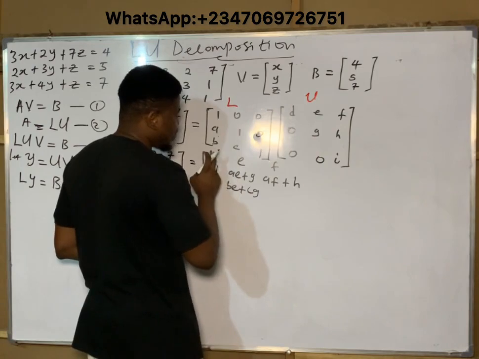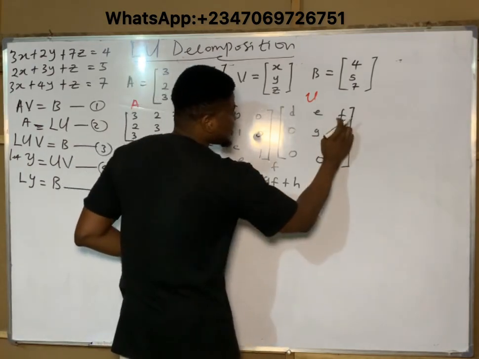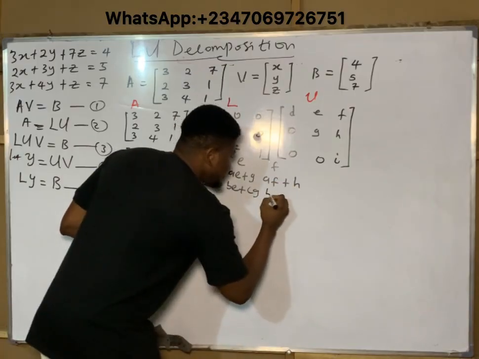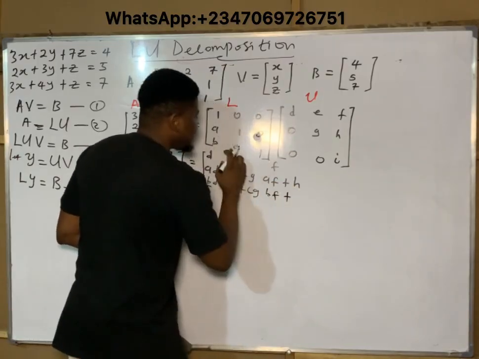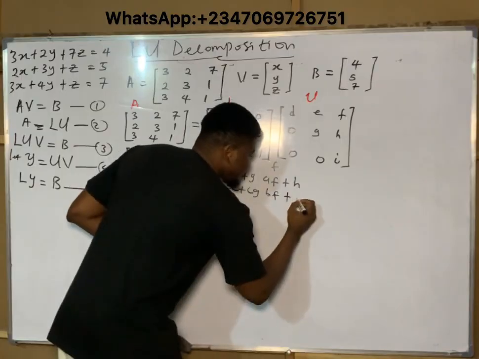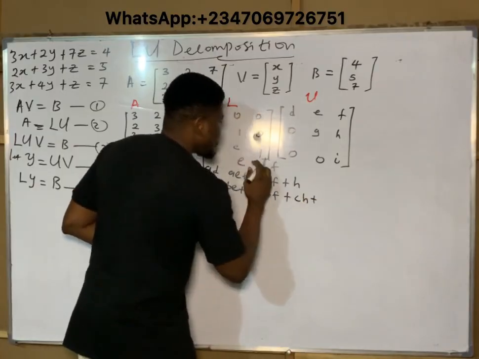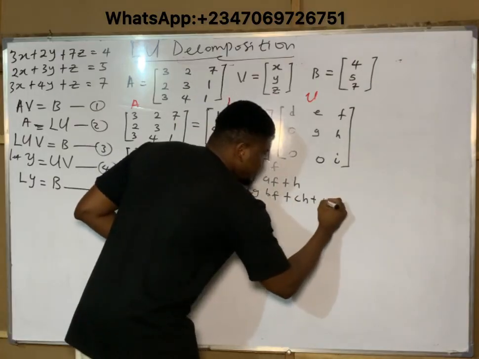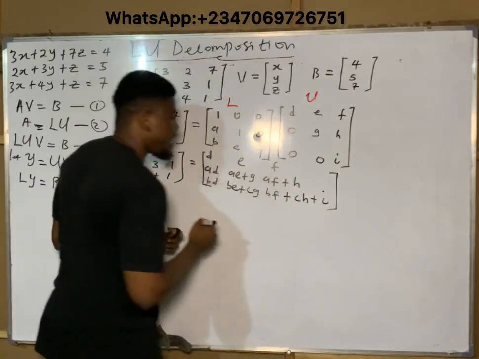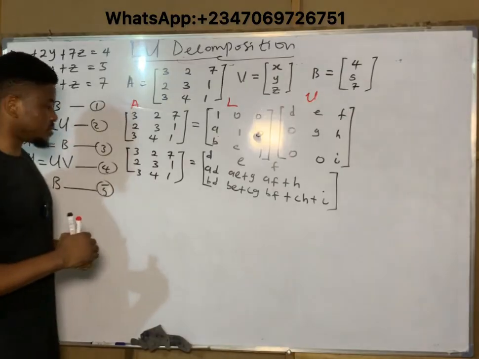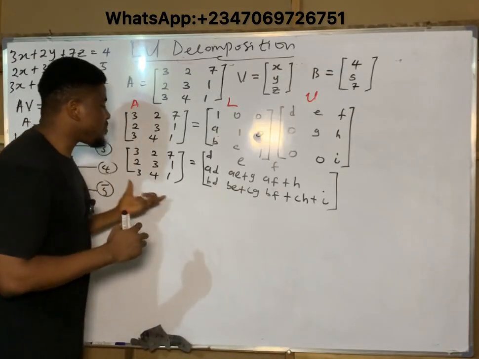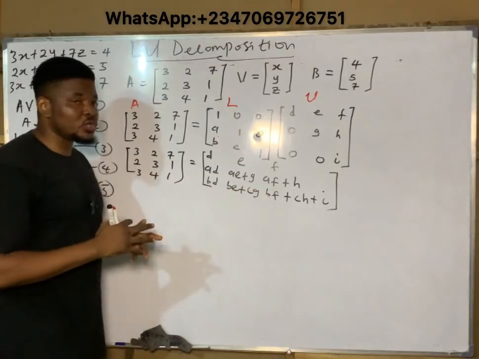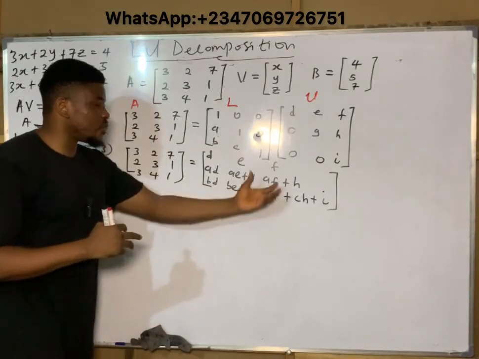Finally, we'll move to the third column now. B times F, that gives us BF, plus C times H, that gives us CH, plus 1 times I, that gives us I. So we have the matrix of that product. So when you have this, these two matrices are now equal. We'll use the condition of equal matrix to find each of these elements.